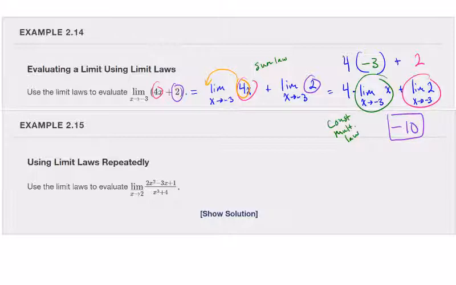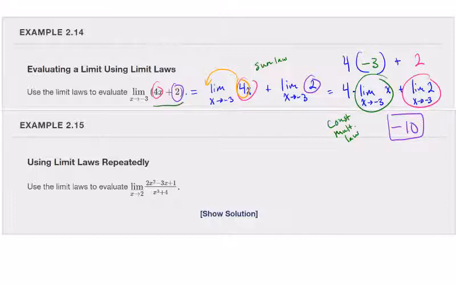Now remember, another way we could have done this is we could have graphed it. We could have made a table and plugged in values like negative 3.01, negative 3.001, negative 3.0001, and then plugged in values on the other side like negative 2.9, negative 2.99, negative 2.999. But this is hopefully a more efficient way to do it.